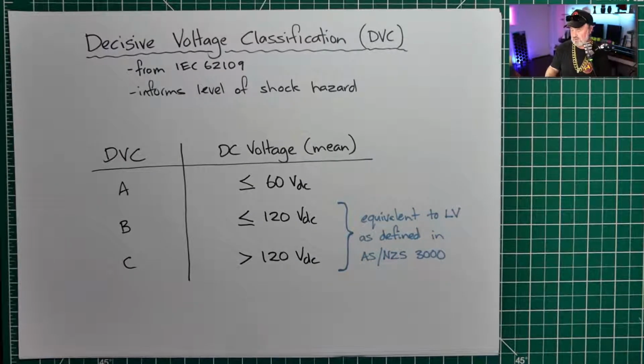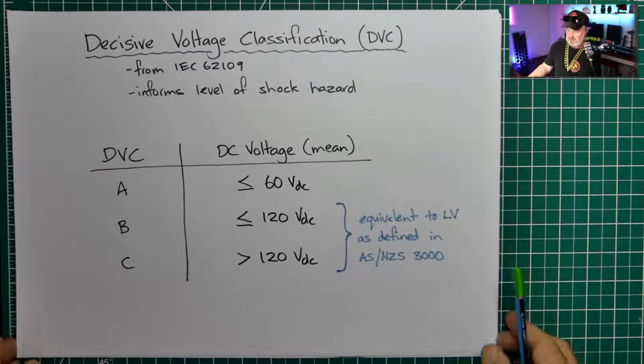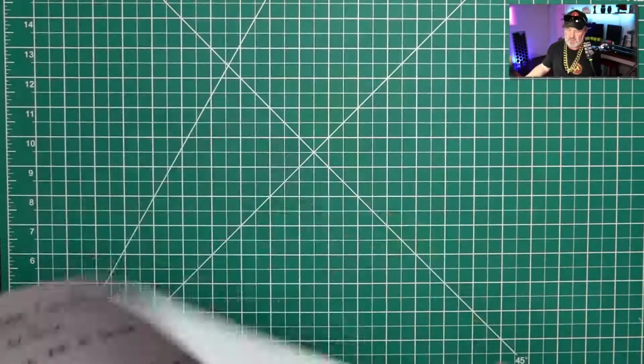So that means that now a 61 volt battery, being over 60 volts, is equivalent to an LV installation and requires an earth fault alarm on the battery port. It requires double insulation on the cables. It requires mechanical protection as per an LV cable. So that's been a big change. So that's just a little explainer about DVCs.